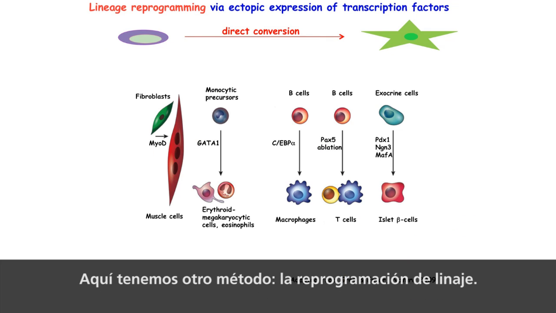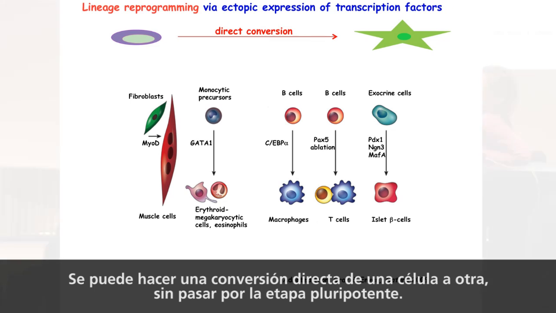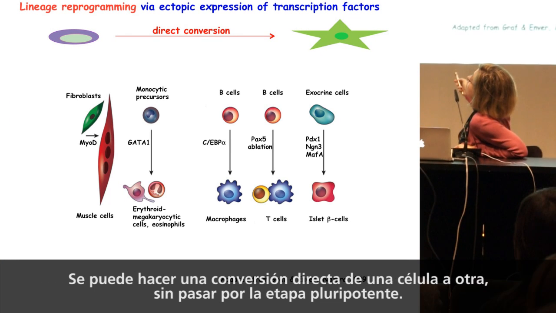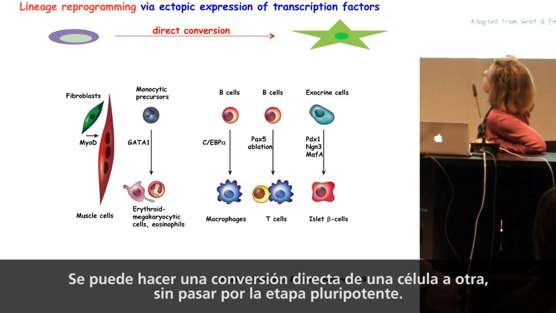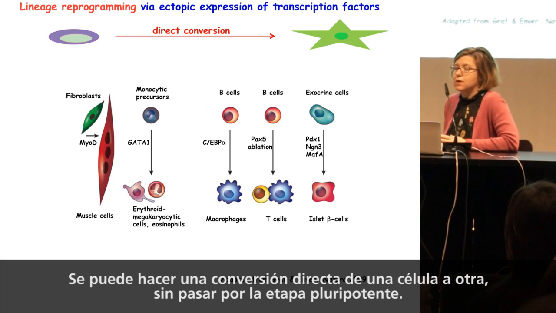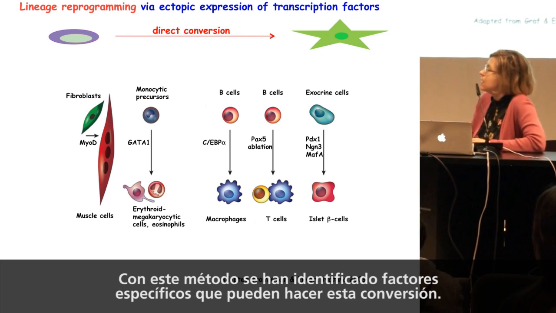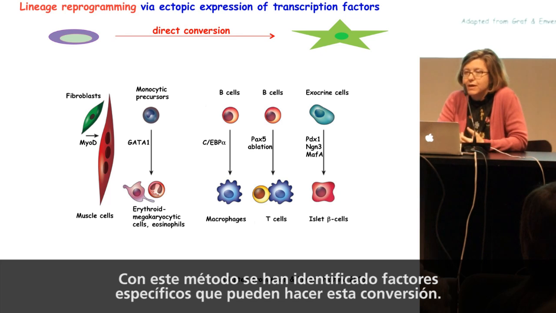There is another method, which is lineage reprogramming. You can make a direct conversion from one cell to another without passing through the pluripotent state. So with this method, specific factors have been identified which can do this conversion.